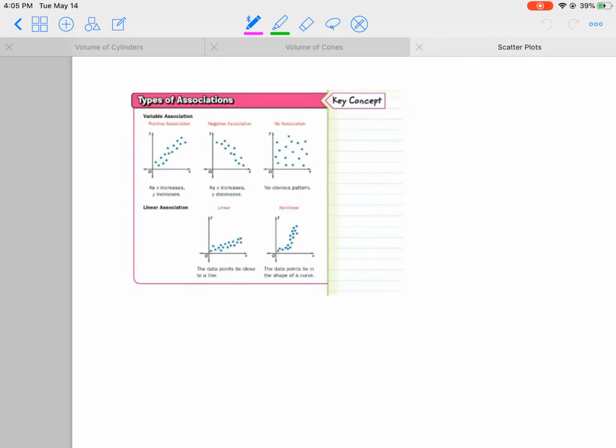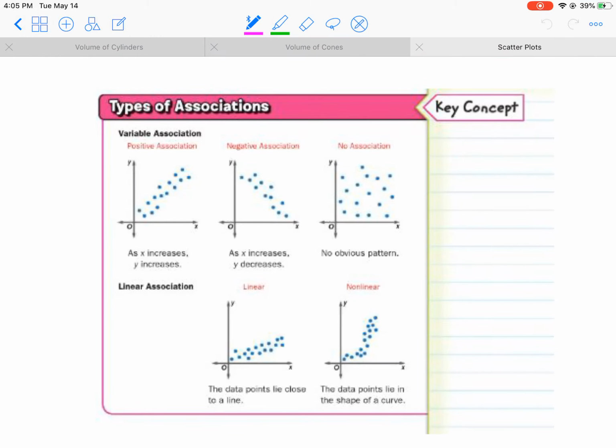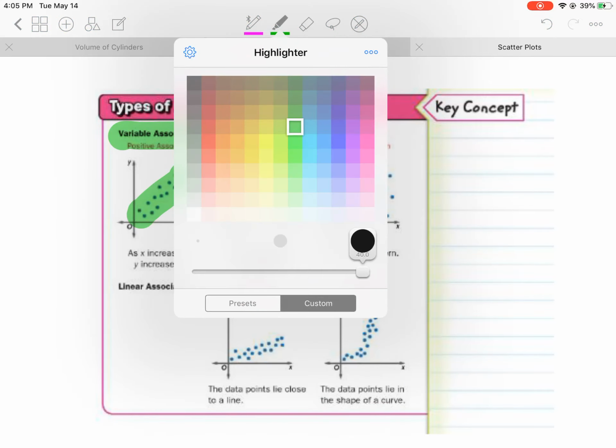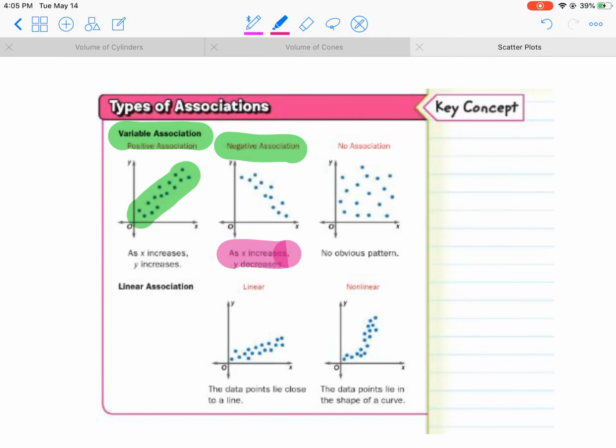All right, let's talk about associations. We've definitely talked about this when it comes to map review and Map Mondays. But we have a variable association when it comes to scatter plots. And you have a positive association if the data is trending up: as x increases, the y increases. You could also think of that as a positive slope type of situation. You have a negative association when as the x increases, the y decreases. So it's going down like a negative slope.